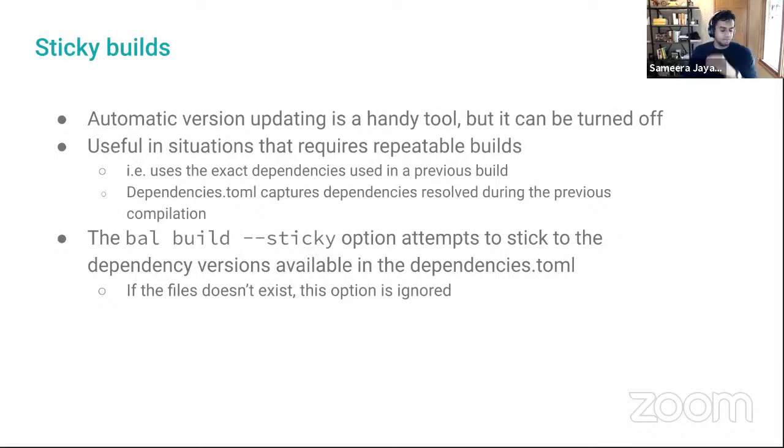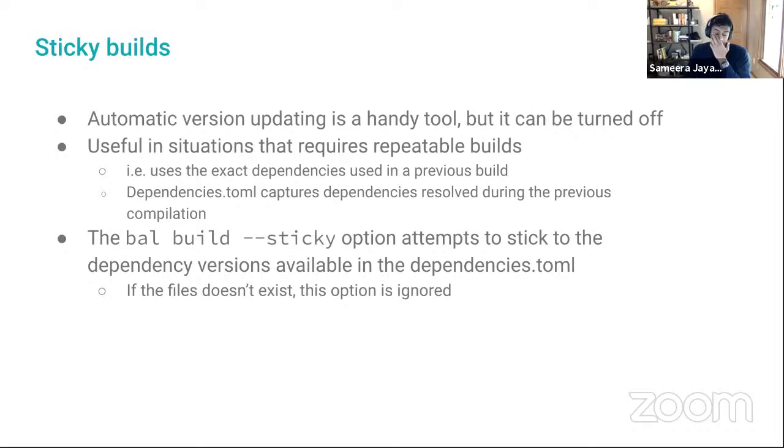The next topic is this: automatic version update is good, it's great, but there are situations where you need to turn it off, right? Sometimes you want repeatable builds with the exact same dependencies used in a previous release. So we added this bal build --sticky option to achieve that use case too, right? If you have a Dependencies.toml file, that's great. You can use bal build --sticky and you get the exact same set of dependencies. But if there's no Dependencies.toml file, we just ignore this --sticky. You can't do anything about it.